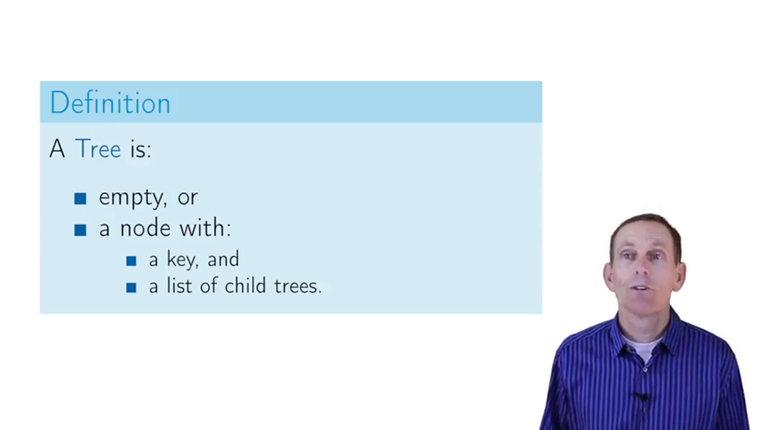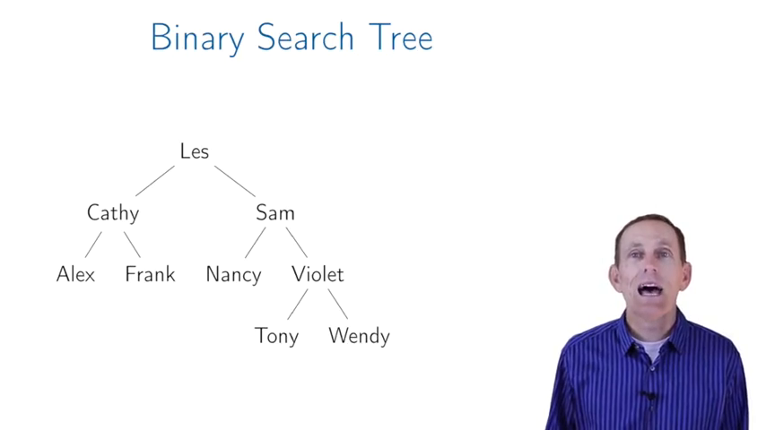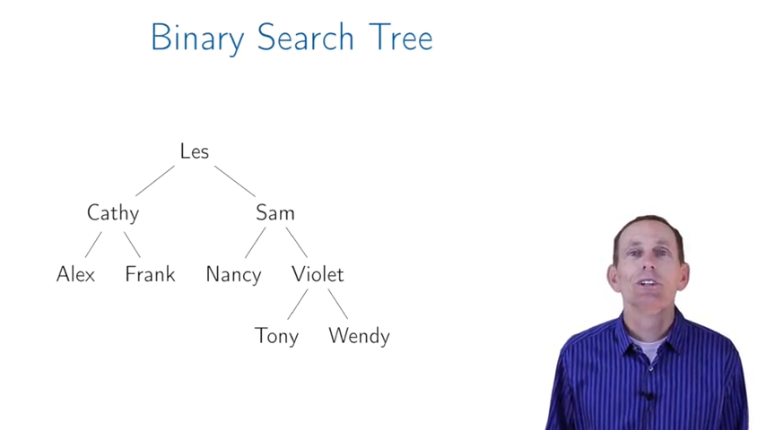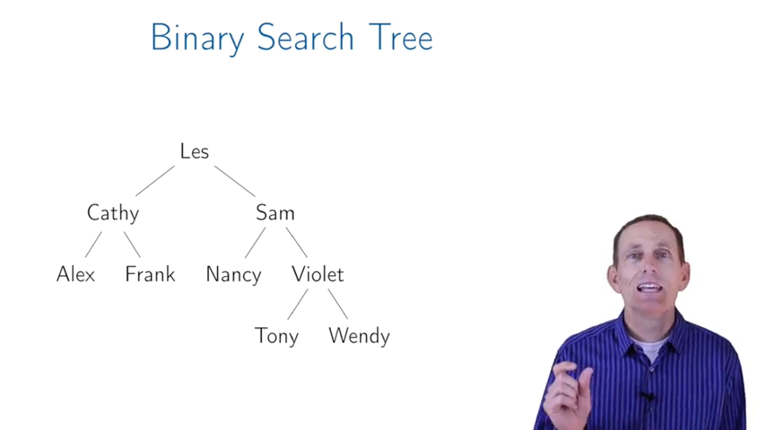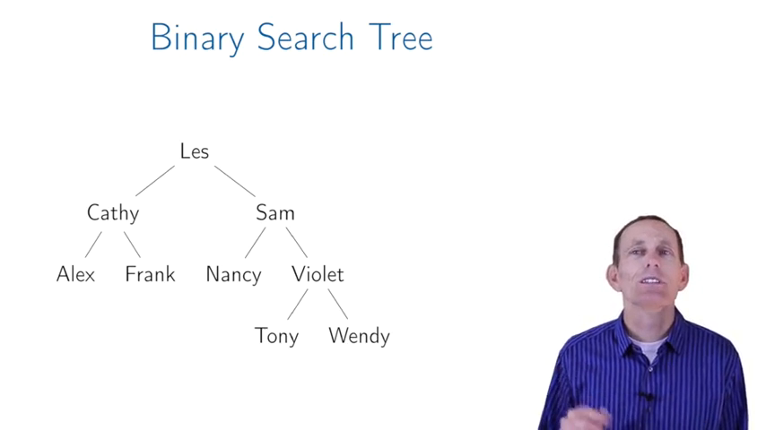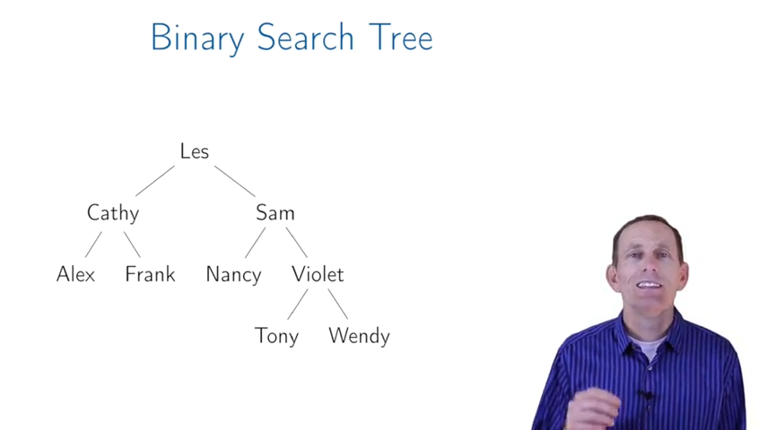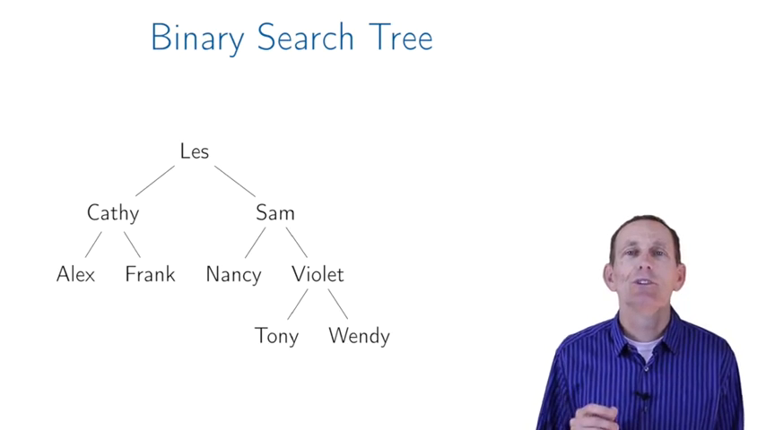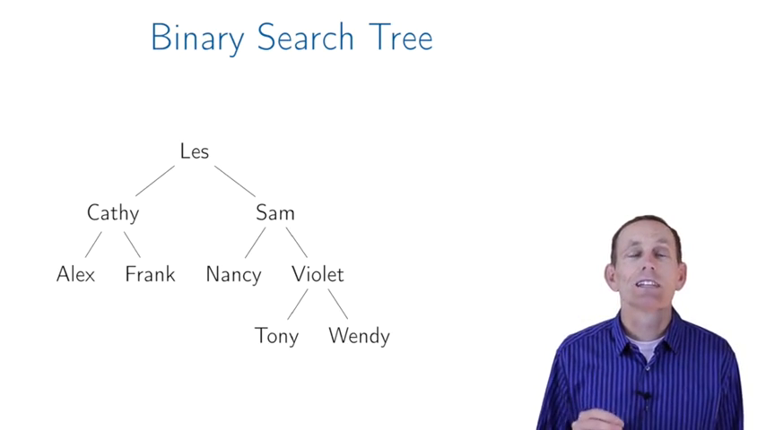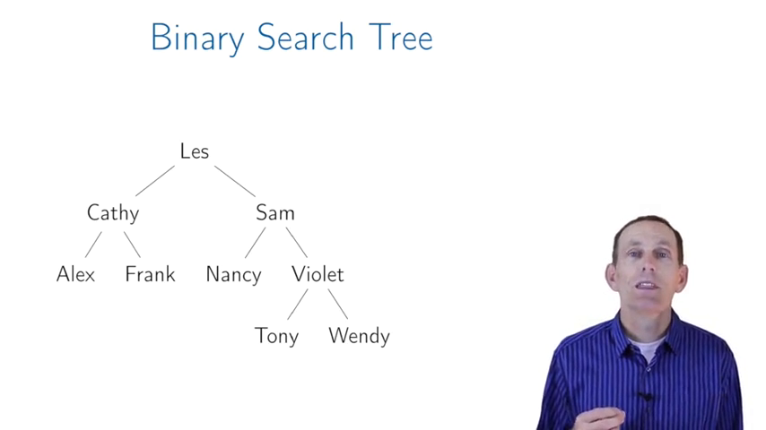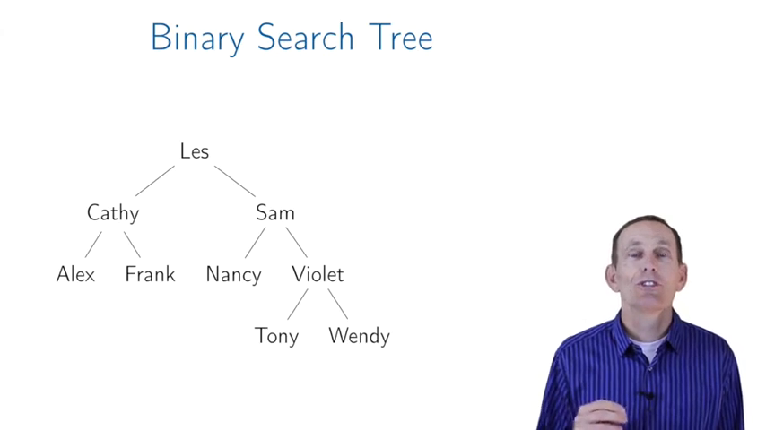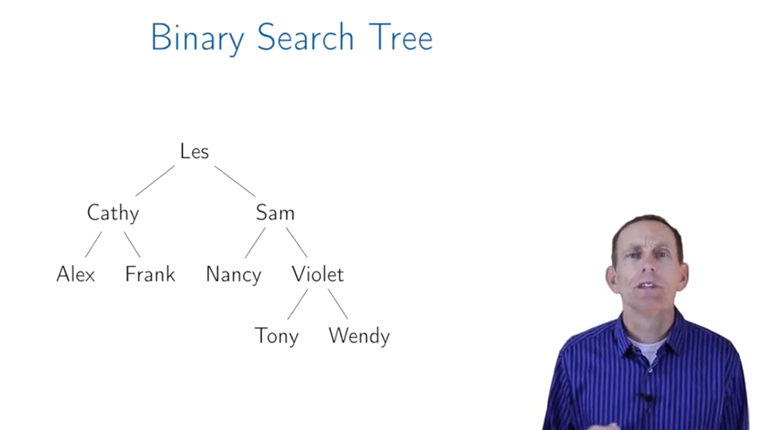So if we go back to our example here, Les is a node that has the key Les and two child trees, the Kathy child tree and the Sam child tree. The Kathy child tree is a node with a key Kathy and two child trees, the Alex child tree and the Frank child tree. Let's look at the Frank child tree. It's a node with a key Frank and two, well, does it have any child trees? No, it has no child trees.